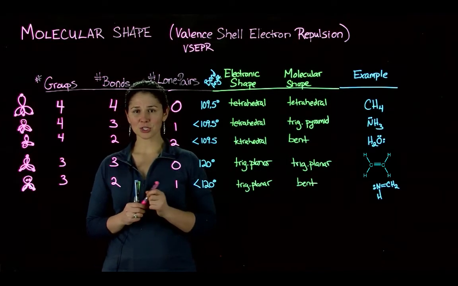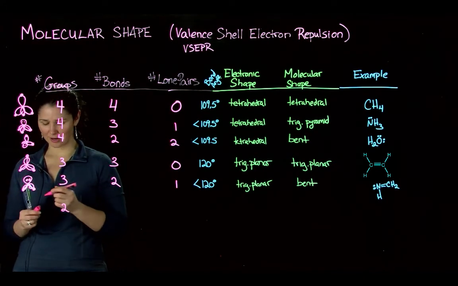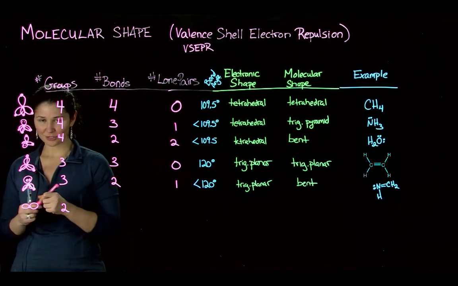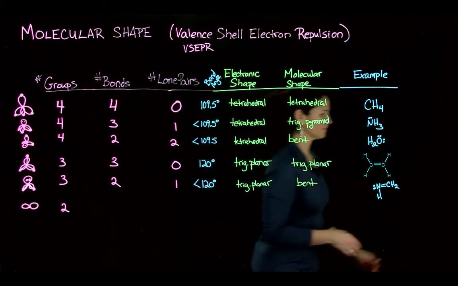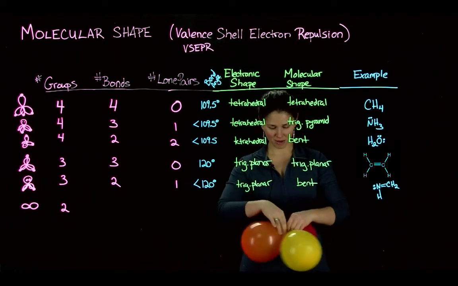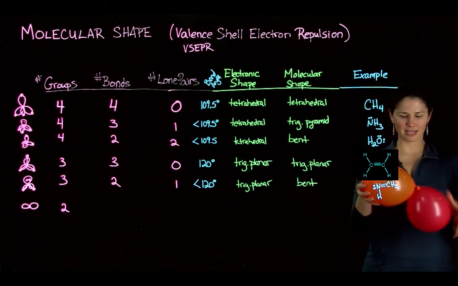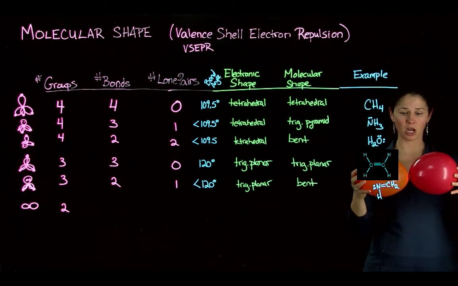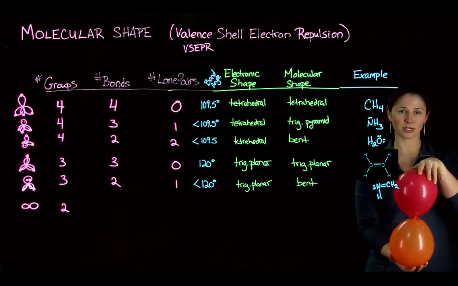And I'm going to talk about just one more, and that's in the case where you have only 2 groups around an atom. And so you have a central atom and 2 groups. I drew it like that because it is linear. So once again, I'm going to adjust my model. When I tie these 2 balloons to each other, you can see that they try to get as far apart from each other as possible, and they are in a linear arrangement. They're 180 degrees away from each other. So they're as far away as they can be from one another in space.